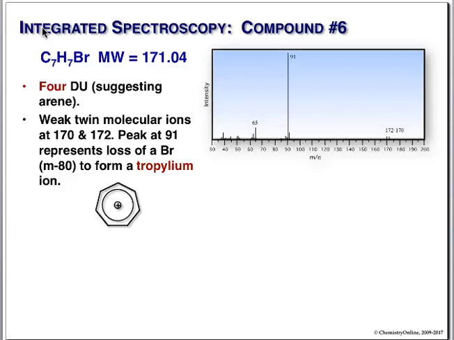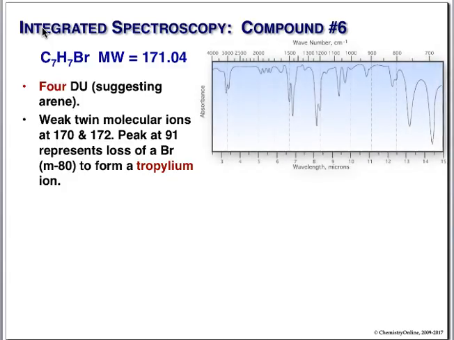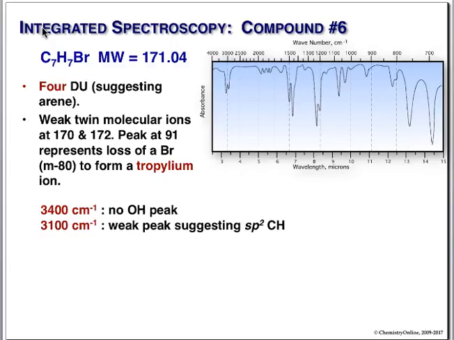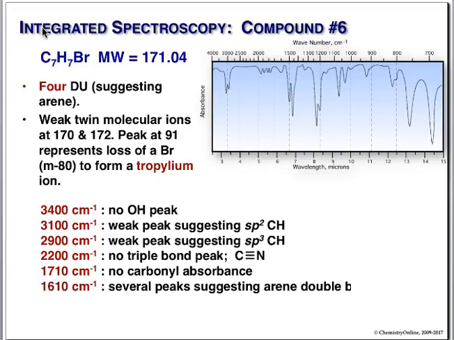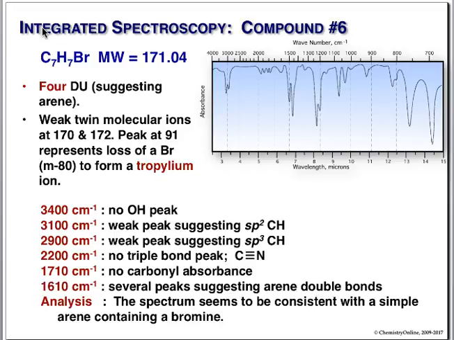All right, the infrared. We have nothing here for an OH. We have a nice little peak here for sp squared. Same thing for sp cubed. We have nothing in the triple bond region. No carbonyl. And these peaks, especially these, look like a benzene ring. It looks like we're dealing with a simple arene with a bromine in it.